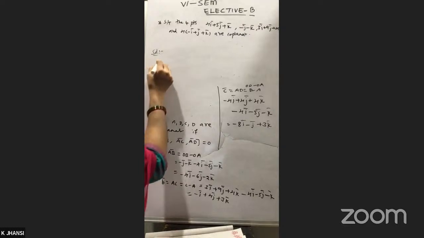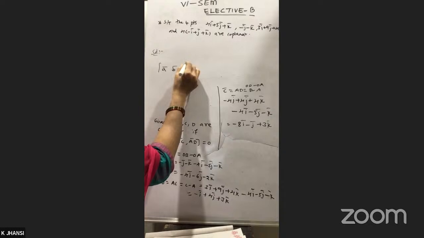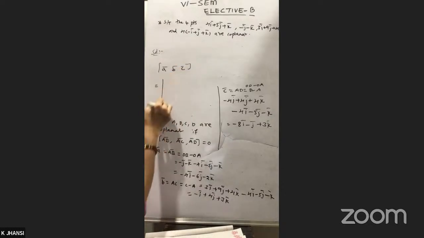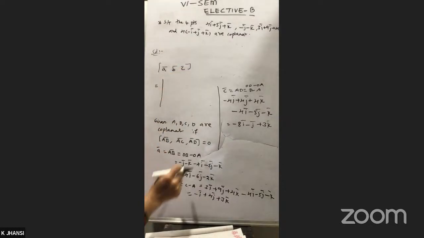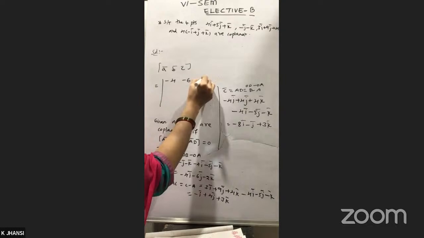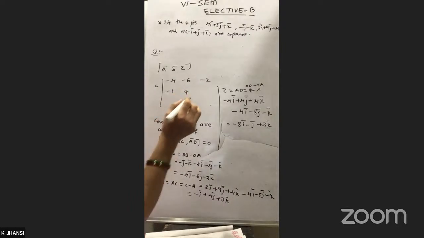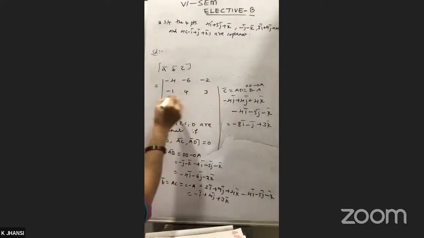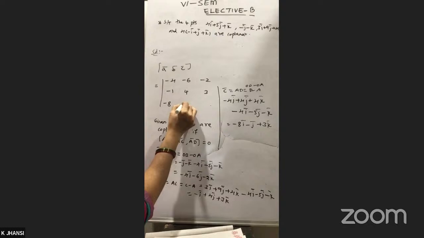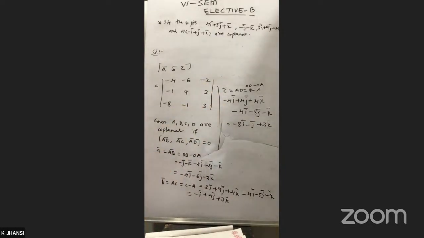The scalar triple product of vector A, vector B, vector C is equal to the determinant. The first vector A is -4, -6, -2. Next, -1, 4, 3. Next, -8, -1, 3. We have to find the determinant of this.